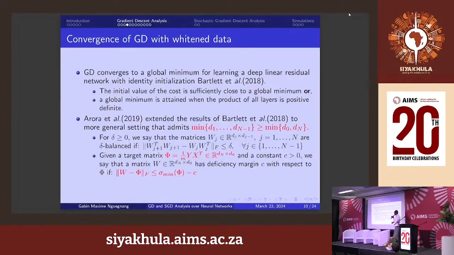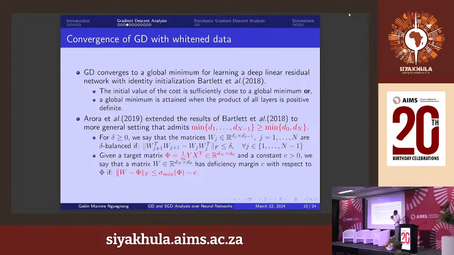Later on, Arora and his collaborators extended the result of Bartlett by providing a more general setting where they could admit the intermediate layer dimension to be greater than the output and the input layer dimension.